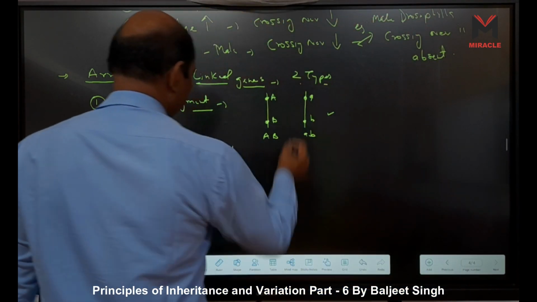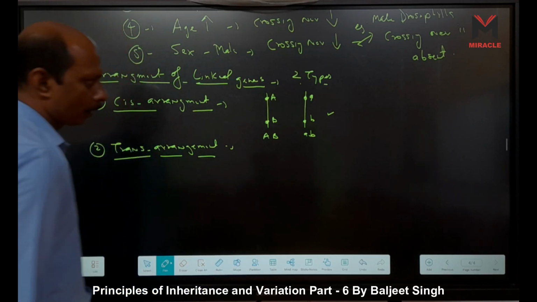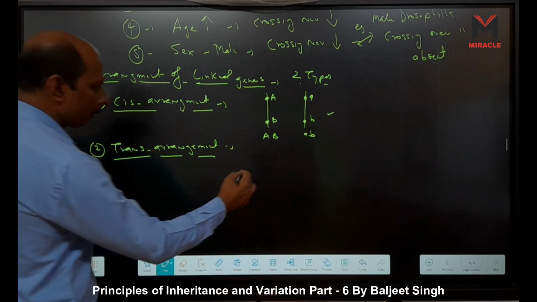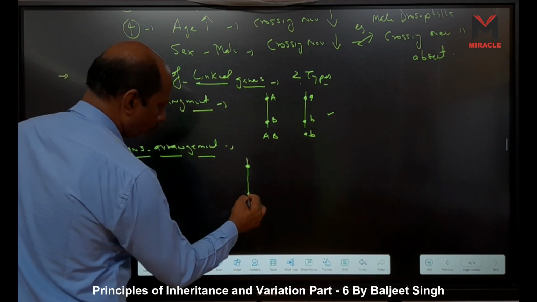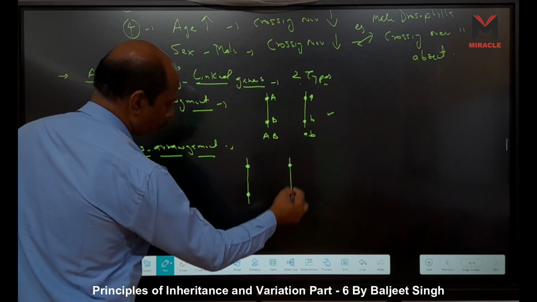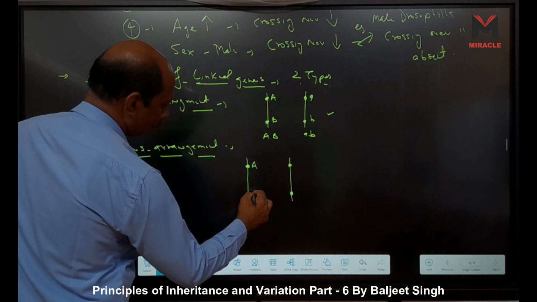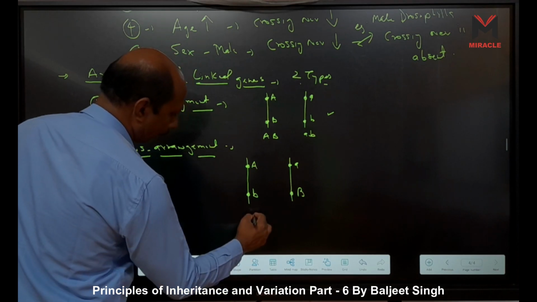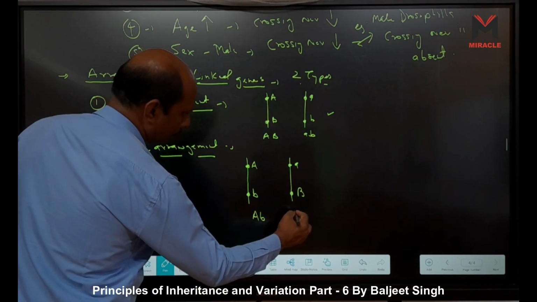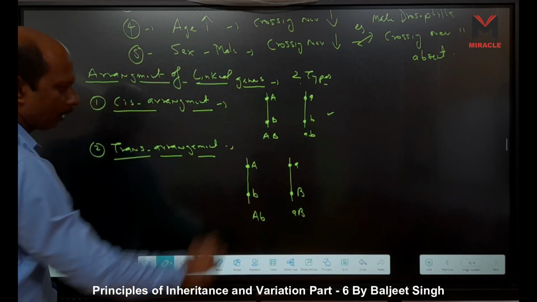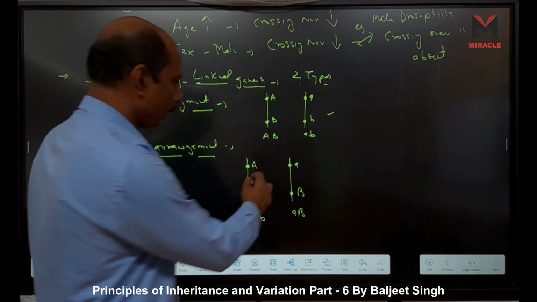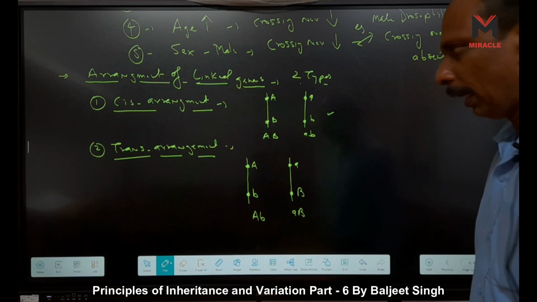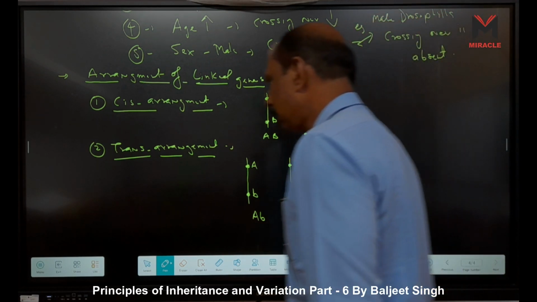And trans arrangement means what? Trans means capital A, small b, or capital B, small a. That is called trans, when they are transferred, right? Here we can see capital A, small b, and here small a, capital B. They are not pure, neither recessive nor dominant. It is hybrid, and this one is called trans arrangement.